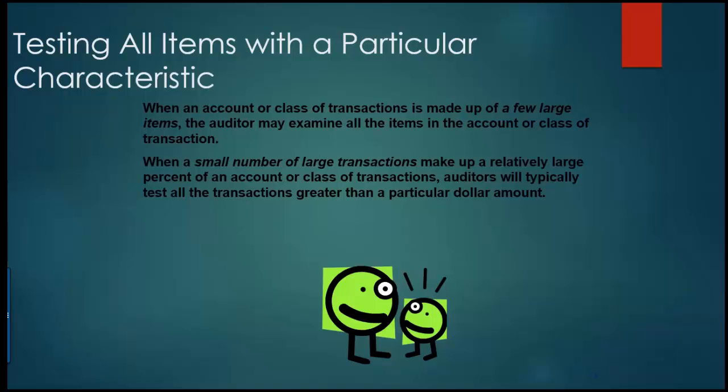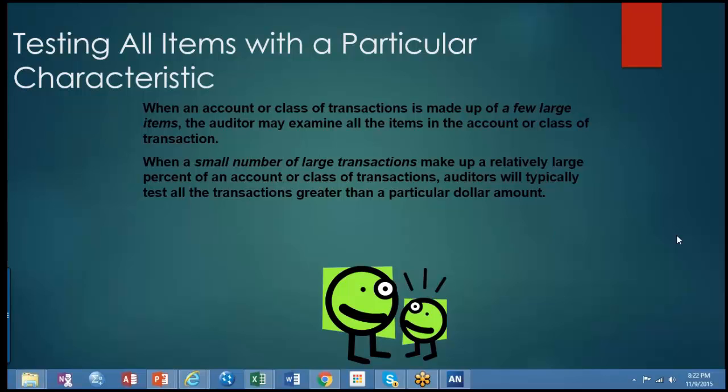So when an account or a class of transactions is made up of a few large items, the auditor may examine all the items in the account. But when there's a small number of large transactions making up a relatively large percentage, the auditor will typically test all of those transactions greater than a particular amount. And again, the reason we're doing this is we are attempting, before we pick the sample, to understand the population. And this actually is going to be very similar to what we're calling probability proportional to size that we're going to talk about in a few minutes. But let's continue on here and make sure that we understand what's taking place.